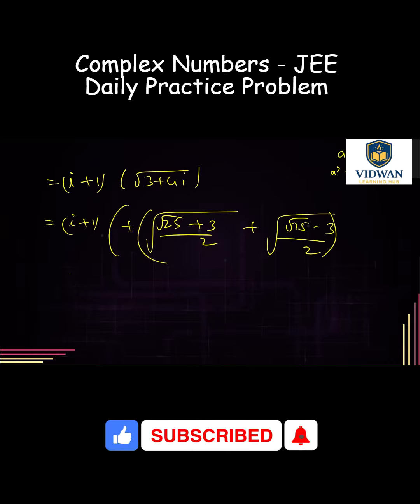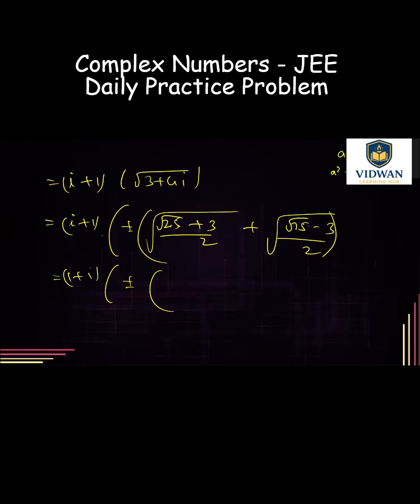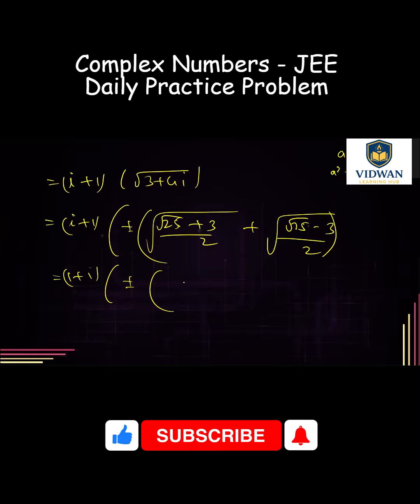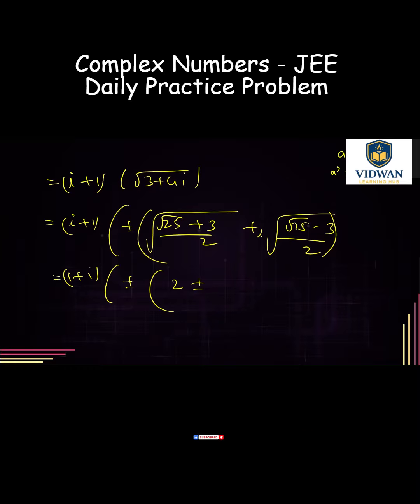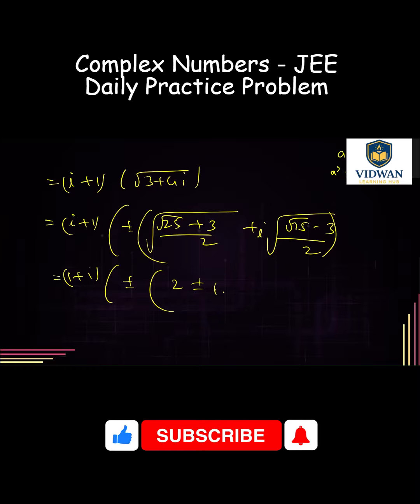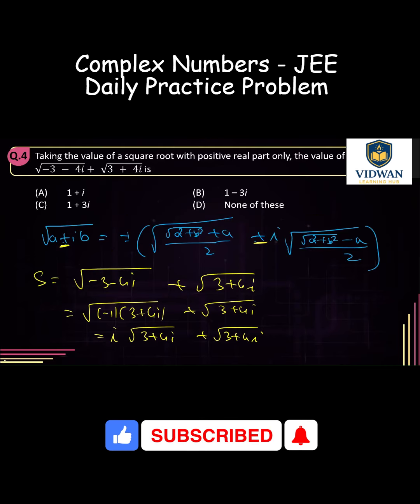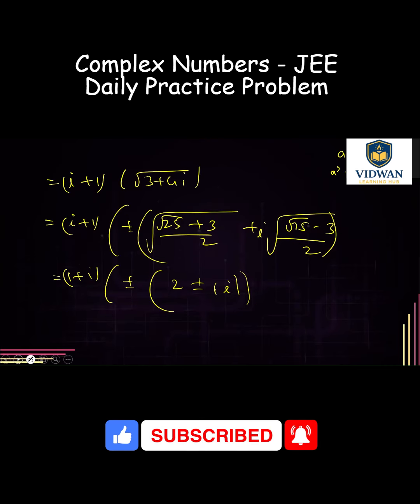So let us write that. Then this will be 1 plus i into plus or minus of root of (5 plus 3) by 2, that is 8 by 2, 4. So root is 2. And here 5 minus 3 is 2, 2 by 2 is 1. So root 1 is 1. So there will be an i term also before this, plus or minus 1i, because in the formula there will be an i term here. So you have to write i also.